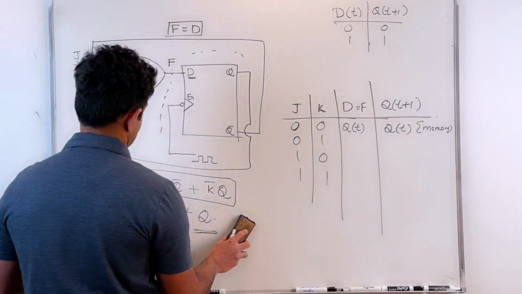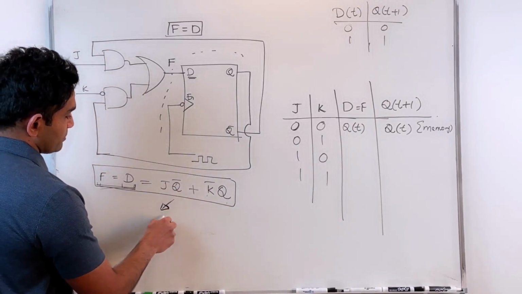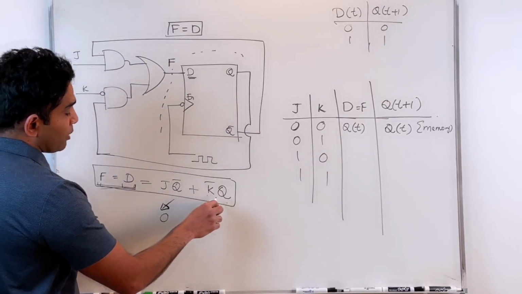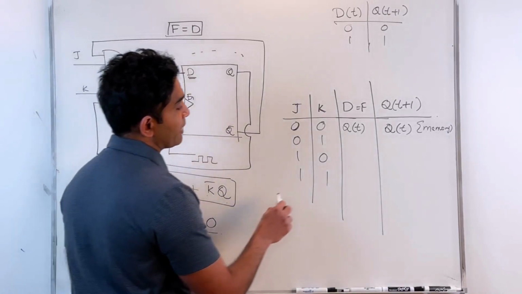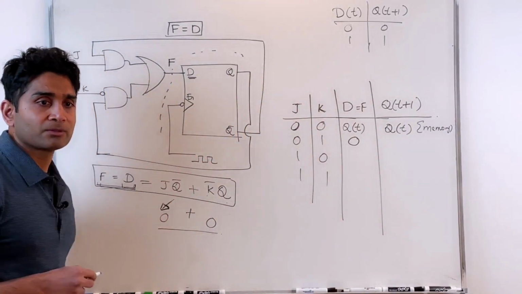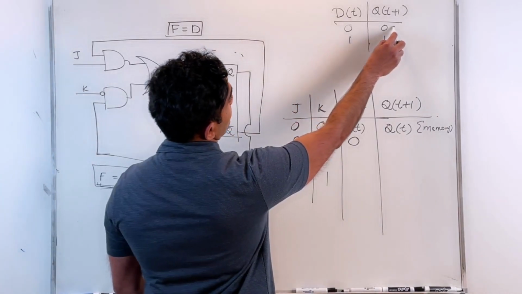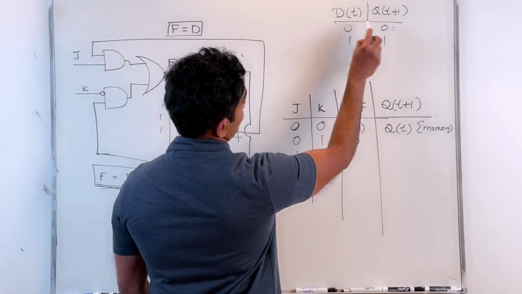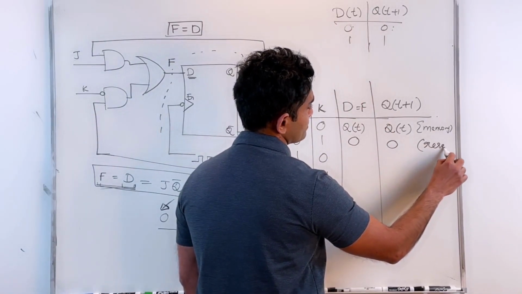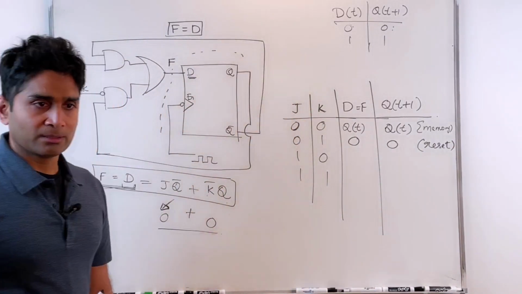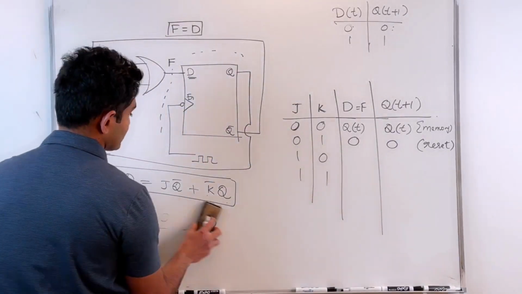What about 0, 1? J is 0, that basically makes it 0. K is 1, that means K prime is 0, that takes everything to 0. That means I'm applying a value of 0 on my D. So on the next triggering instance, my Q follows D, so basically that becomes 0. That corresponds to the reset condition. So I can explicitly reset my flip-flop.